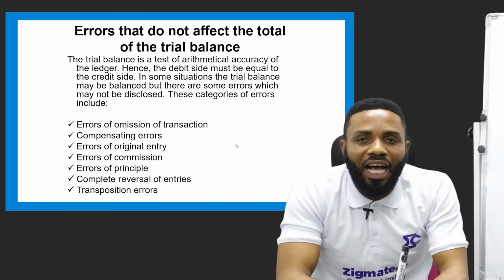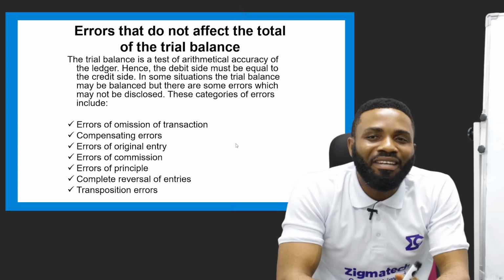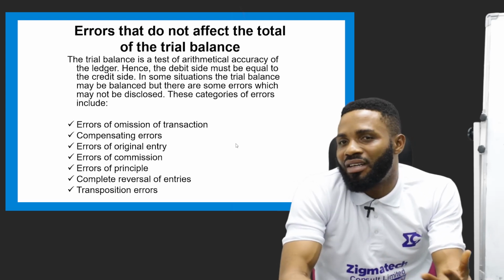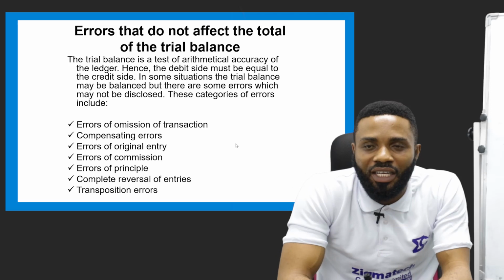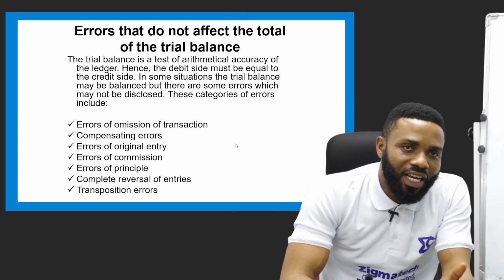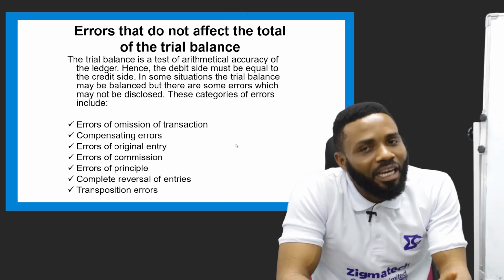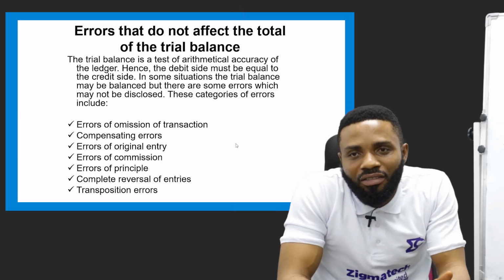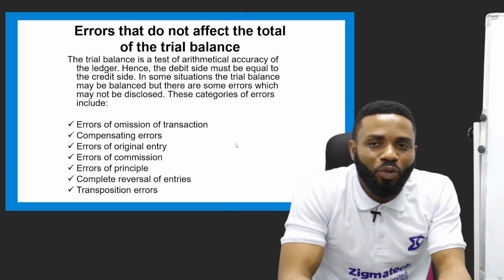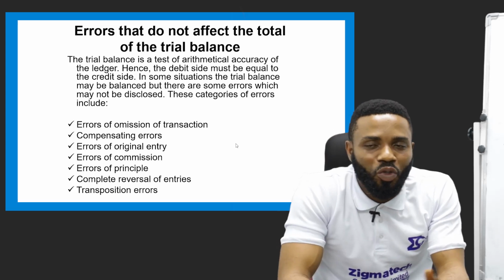The second to the last is what we call complete reversal of entries. This one is very simple. When we talk about complete reversal, what is meant to be debited is credited, and what is meant to be credited is debited. That's just it. It's complete reversal. What you are supposed to debit, you credit, and what you are supposed to credit, you debit.